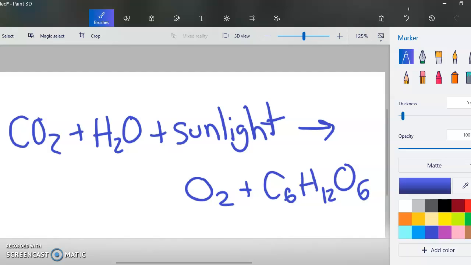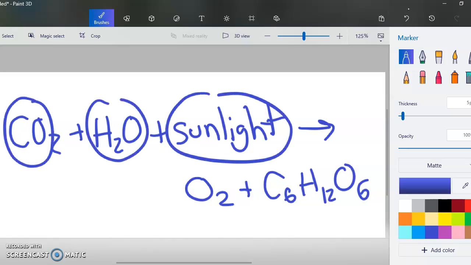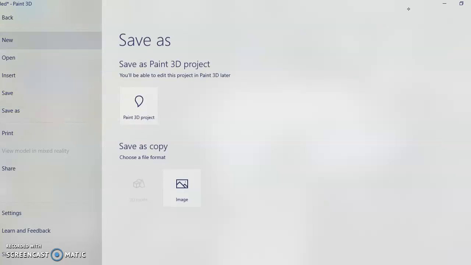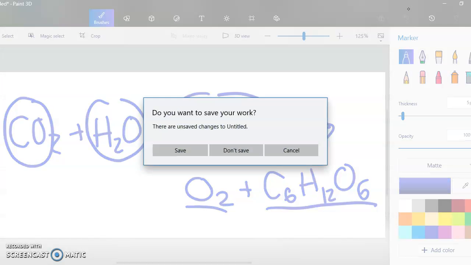Right? So this is the same thing. We have carbon dioxide plus water plus sunlight makes oxygen and sugar. All right, well, we could also look at this because this is happening in plants.